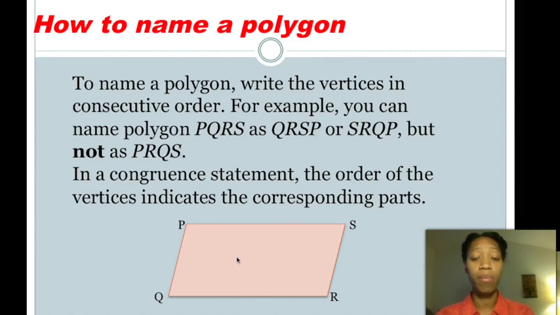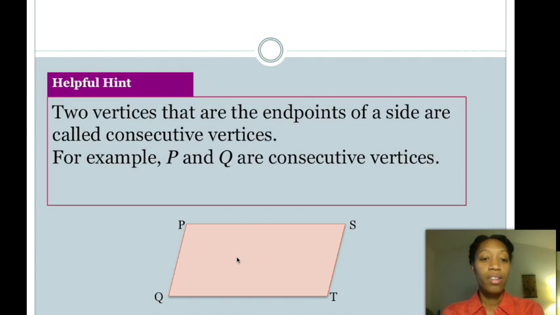In a congruent statement, the order of the vertices is important because it indicates which parts are corresponding, which parts are equal. So, two vertices that are endpoints of a side are called consecutive vertices. So you have to use consecutive vertices, like going from P to Q, not from P to T.